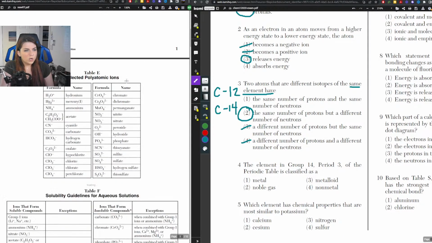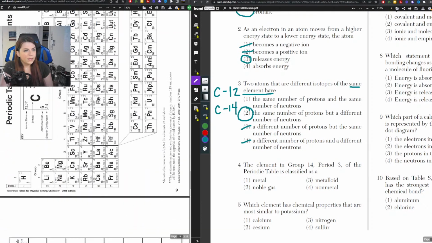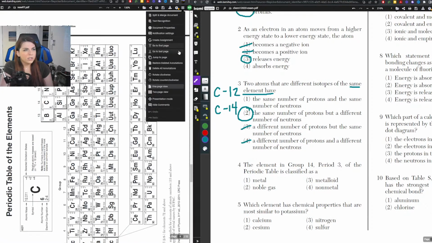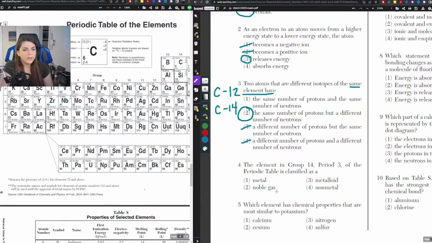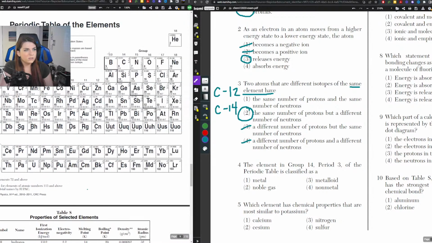Okay, question 4 is a periodic table question. And we're going to take a look at that. Let's rotate this so we can take a good look. The elements in group 14, nobody cares, Cammy. 14 is right there, headed with carbon.